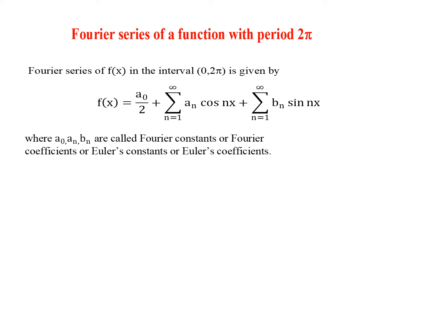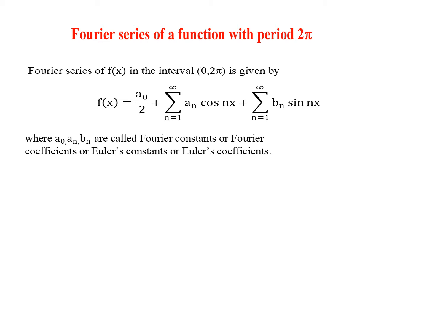It is given by f of x equal to a naught by 2 plus summation n equal to 1 to infinity a n cos nx plus summation n equal to 1 to infinity b n sin nx. If you observe this, actually it's a combination of the trigonometric series, cosines and sines, where the constants a naught, a n, b n are called Fourier constants or coefficients. Similarly, they are also called Euler constants and Euler's coefficients.